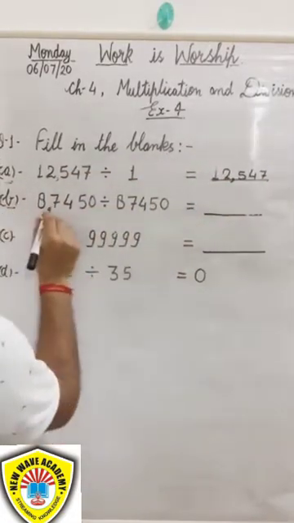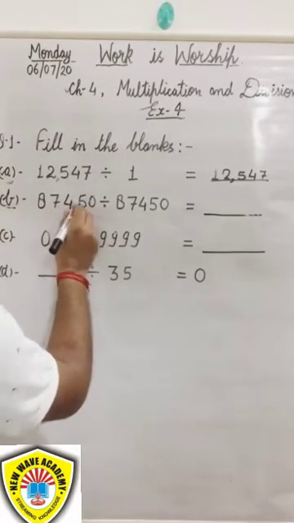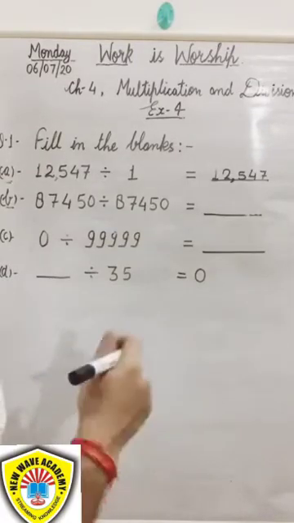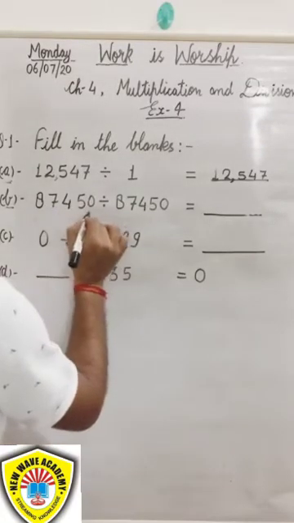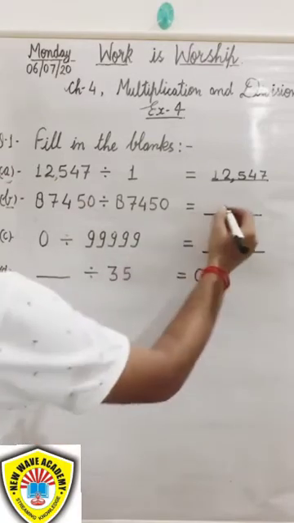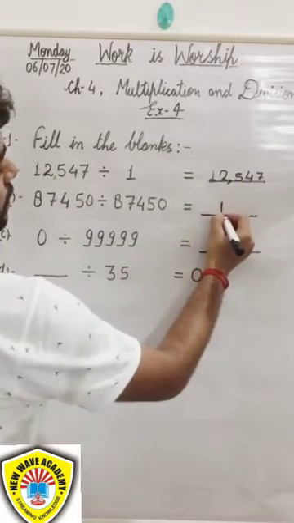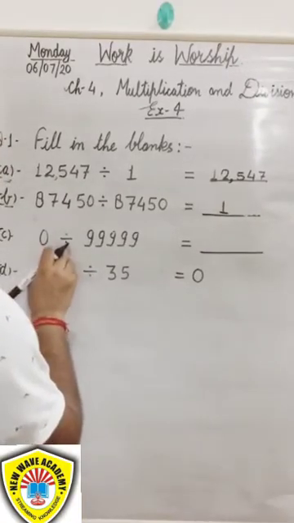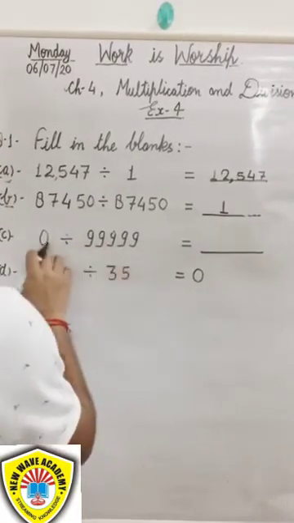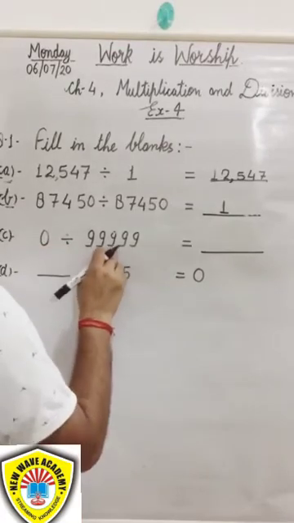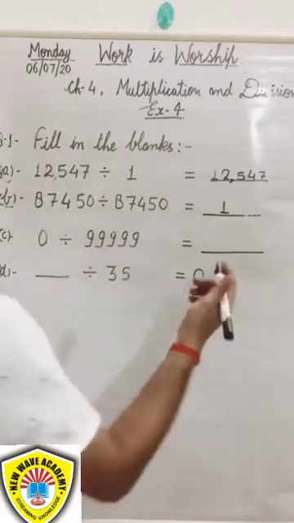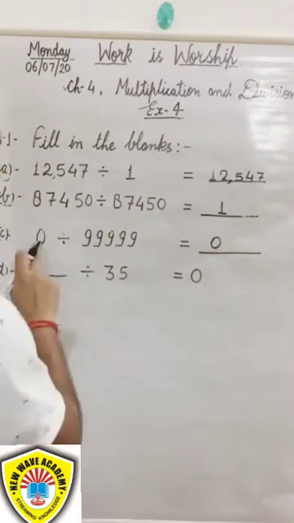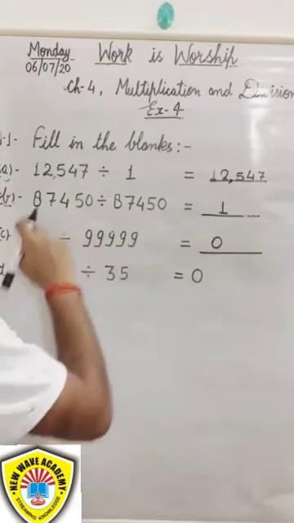Second one is B, 87,450 is divided by 87,450. In our properties, we have already discussed that if a number is divided by itself, the quotient is always 1. Next one is, if 0 is divided by any number, it means if 0 is divided by 99,999, what is the quotient we will get? Here it is 0. According to the property, if 0 is divided by any number, we will always get 0 as the quotient.